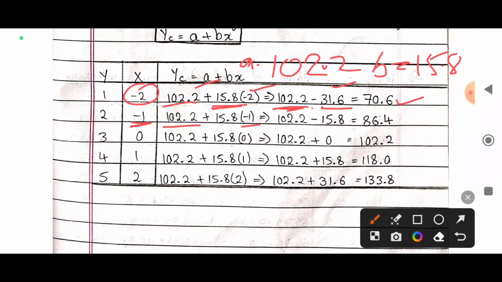Similarly, next take x value minus 1 here. So 102.2 plus 15.8 into minus 1, so it will become minus. So 102.2 minus 15.8 is becoming 86.4. Next, we need to take x value 0. So 15.8 into 0 will become 0. So 102.2 plus 0 will become 102.2.